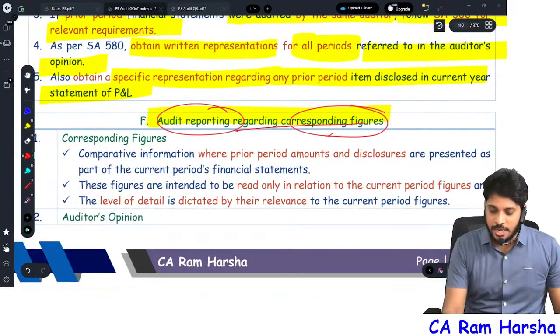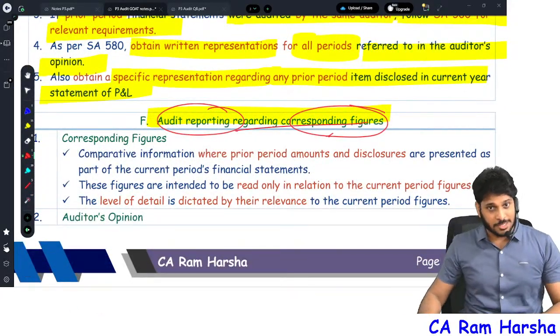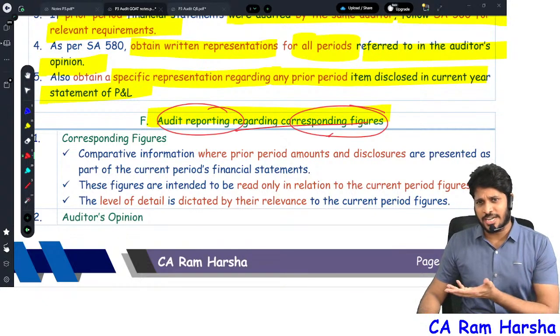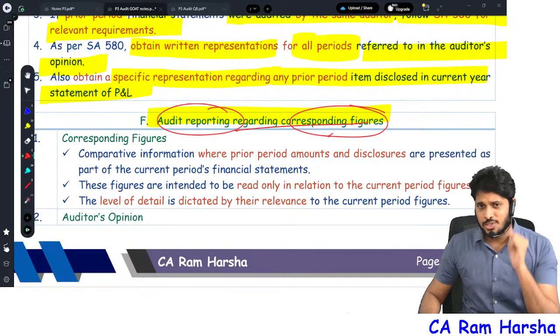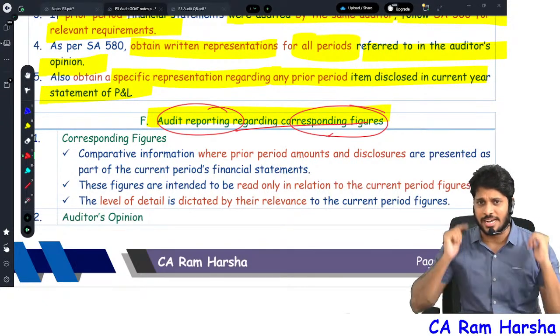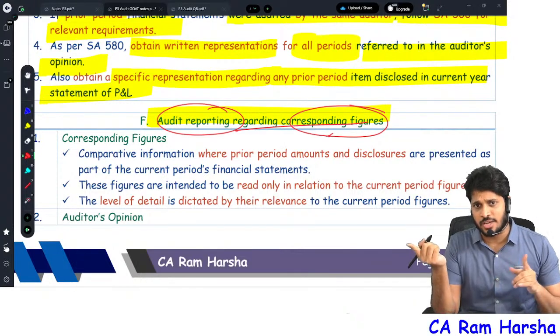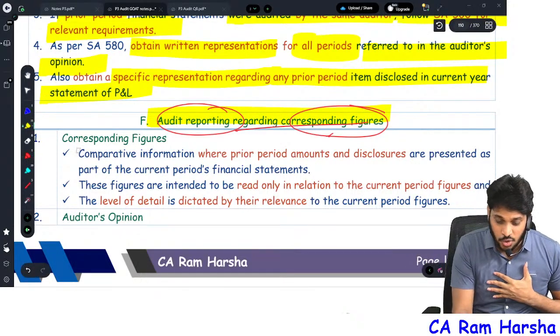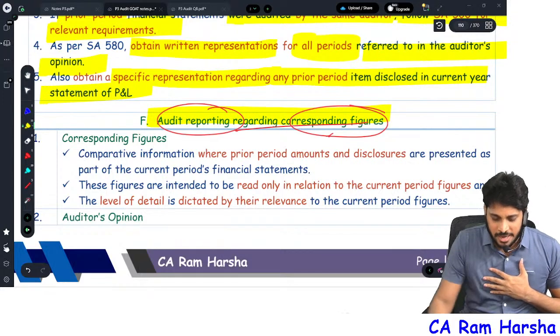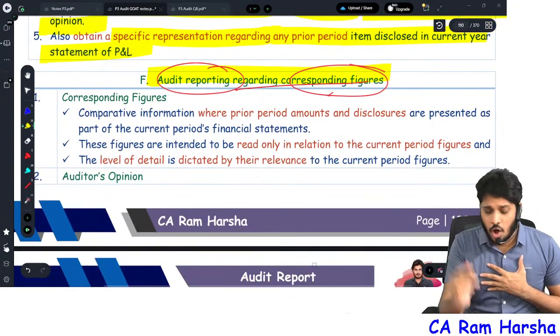Now, audit reporting regarding corresponding figures. Sir, what do we report in corresponding? Just now you told us that corresponding figures means we only report on the current period. We don't talk about last year's figures. So should I have to report about corresponding figures? Generally, no.